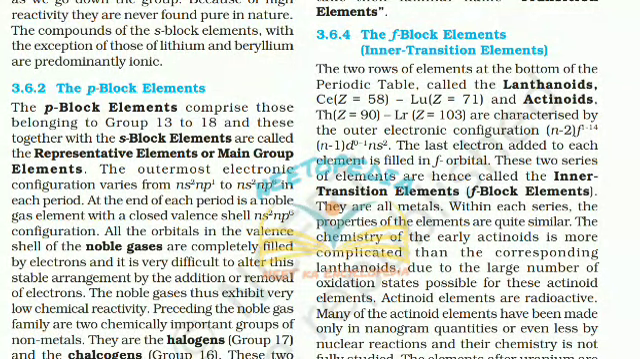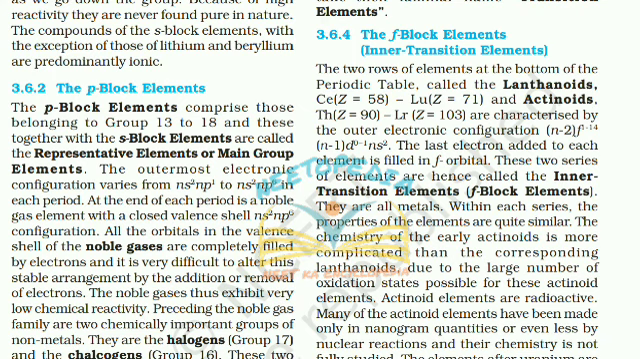3.6.4 The f-block elements or the inner transition elements. The two rows of elements at the bottom of the periodic table, called the lanthanoids, that is from cerium to lutetium, and actinoids from thorium to lawrencium, are characterized by the outer electronic configuration (n-2)f1-14 (n-1)d0-1 ns2. The outermost electron added to each element is filled in the f orbital. These two series of elements are called inner transition elements or the f-block elements.